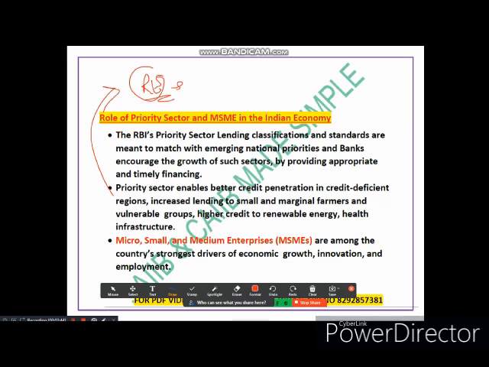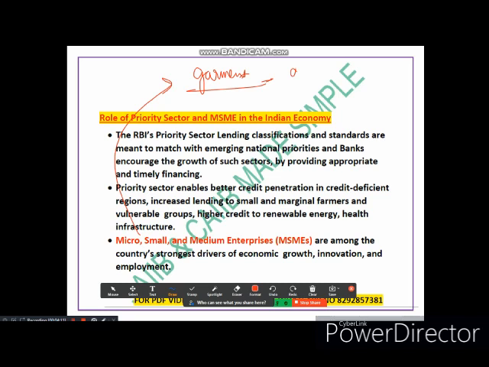So friends, the last point is MSME. So basically MSME play a crucial role in the Indian economy, as they contribute significantly to growth, foster more innovation, and generate employment opportunity. So let's take an example. Suppose a small garment manufacturing unit.